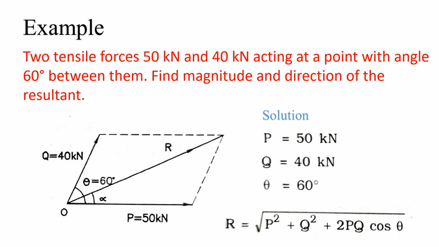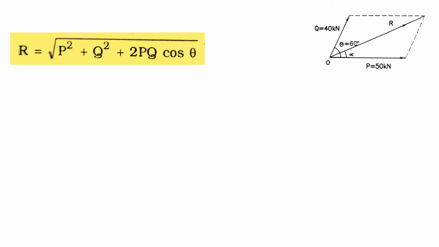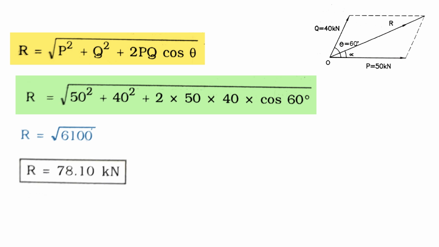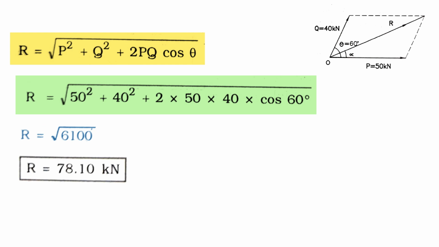We know that the equation of resultant is R equals under root of P square plus Q square plus 2PQ cos theta. We have already derived it in the previous slide. Now we will put the values of P, Q and theta in this equation and simplify. P equals 50 kilonewton, Q equals 40 kilonewton, and theta equals 60 degrees. So R equals under root 6100. So R equals 78.10 kilonewton.